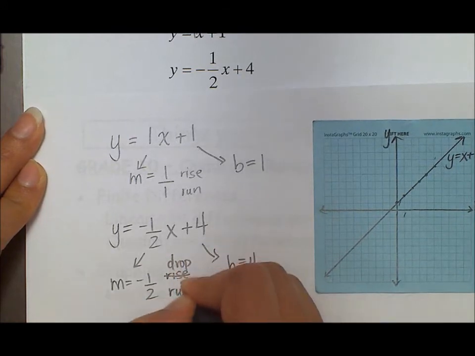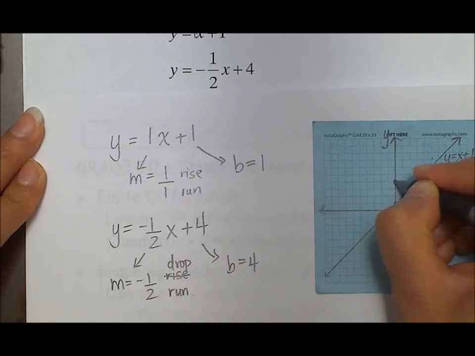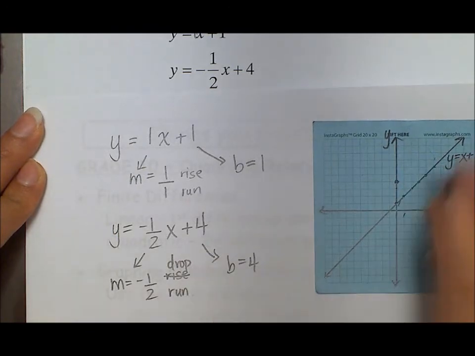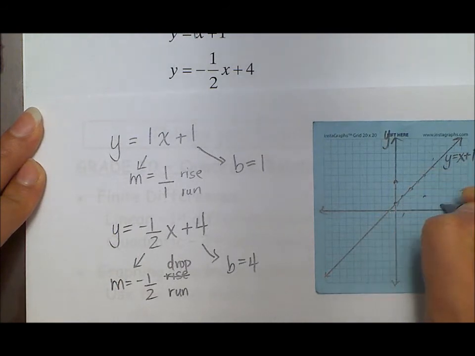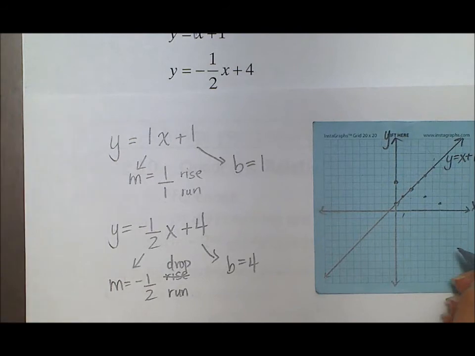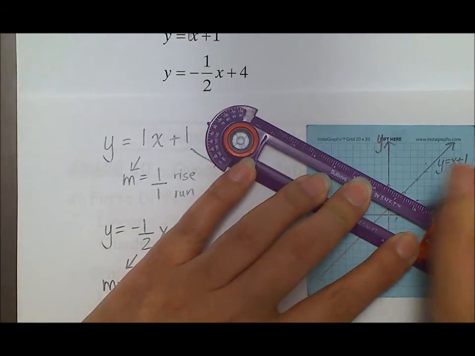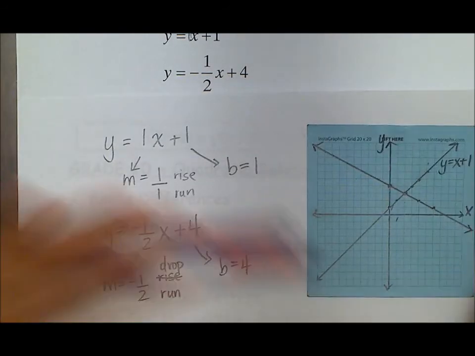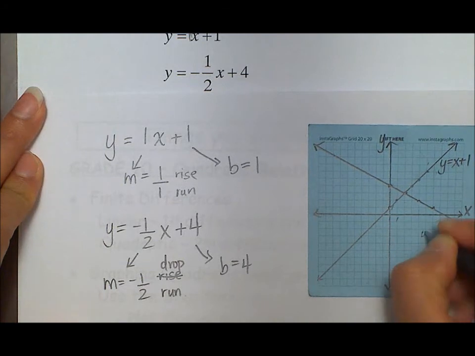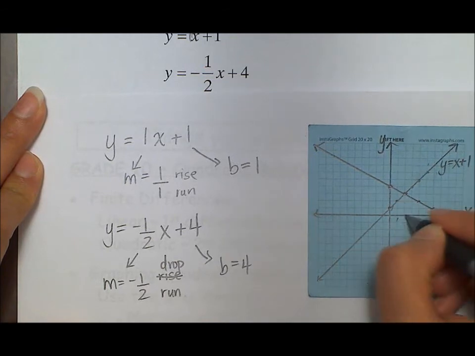Okay, so start by plotting your y-intercept, which is 4, and then you're going to go down 1 across 2, down 1 across 2, down 1 across 2, and you'll already notice that the two lines have intersected. And again, don't forget to label this line. This is y equals negative 1/2 x plus 4, and you'll notice that the point of intersection is at 2 across and 3 up.